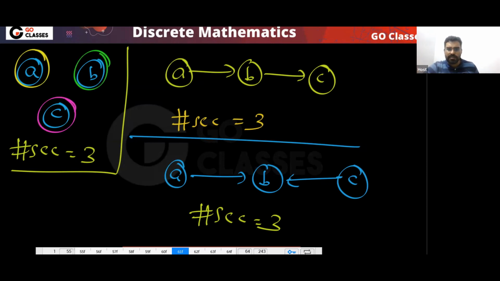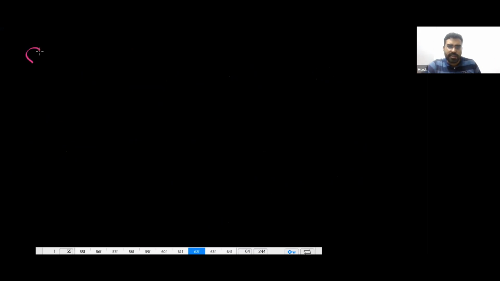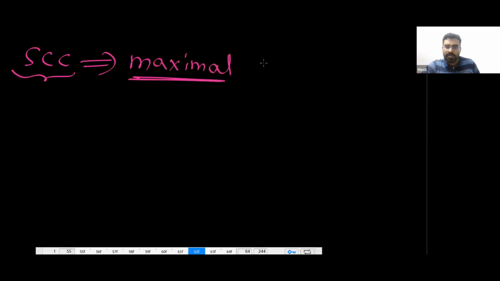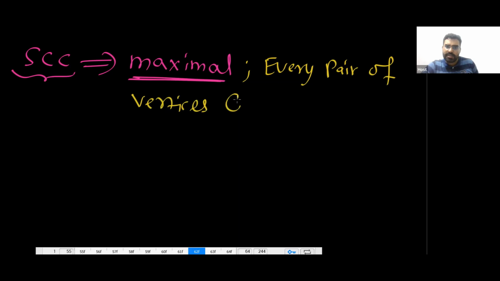So is this concept clear? The concept of strongly connected component, remember this must be maximal. Please understand, this should be maximal. Many students make this mistake. Okay, and basically every pair of vertices is strongly connected, and this must be maximal.